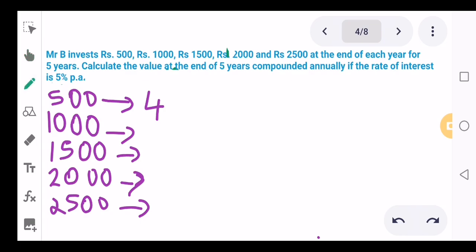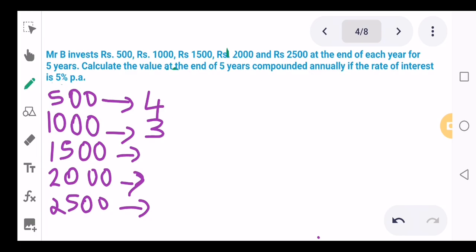The next thing is 1000 is being invested at the end of the second year. If it's being invested at the end of the second year, that means you will get the benefit for the third year, fourth year, fifth year. That is, you're getting interest for the third year, fourth year, fifth year. You won't get the interest for the second year.